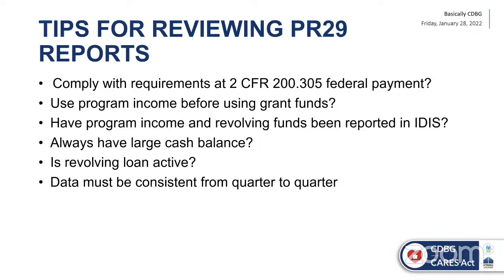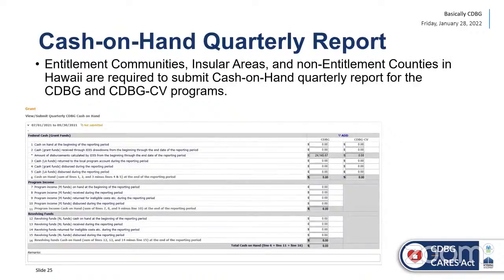Because, just like if we go backwards here, let me go back. So for example, the cash on hand that you would have at the end of the reporting period, line 6, for example, and also you have program income on line 11, then that should equal, for the next quarter, the cash on hand at the beginning of the reporting period.